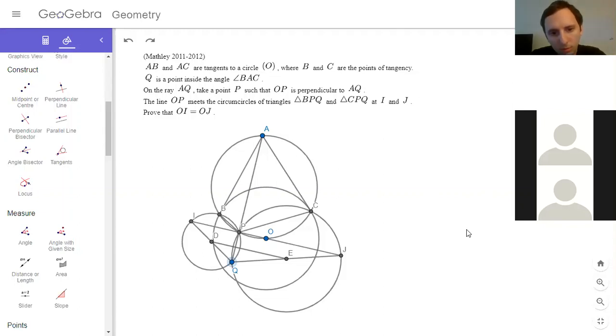Maybe we can try proving that DP is equal to OE. Yeah, because cyclic, so it should be equal. DP is chaseable, but OE, I don't see a way to track OE. Yeah, basically we want to show DPOE is an isosceles trapezoid, right?